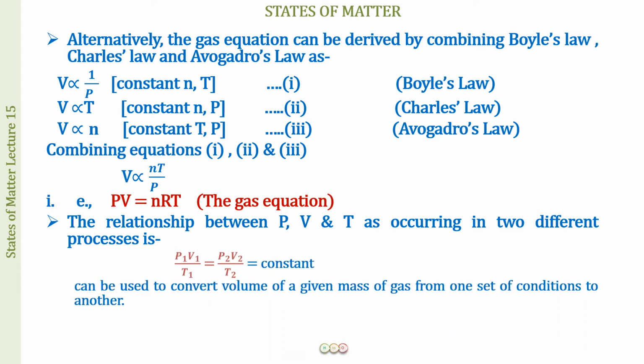How? We have the relation P1 V1 by T1 equal to P2 V2 by T2 when we have a fixed amount of gas, right? So if n is constant and R is a constant, PV is directly proportional to T, or you can say that PV by T is constant, or that P1 V1 by T1 is equal to P2 V2 by T2. Fine. And this is how you are going to use the relationship between the pressure, volume and temperature for any amount of gas in your numericals also. Fine.